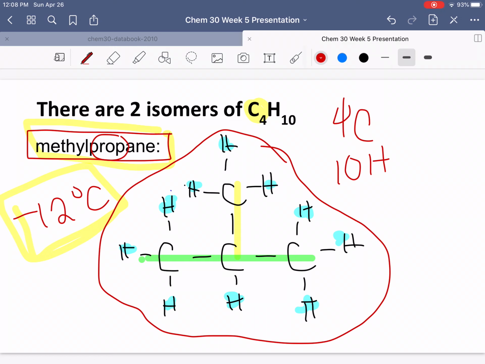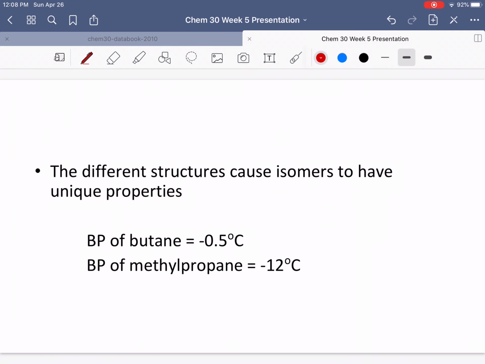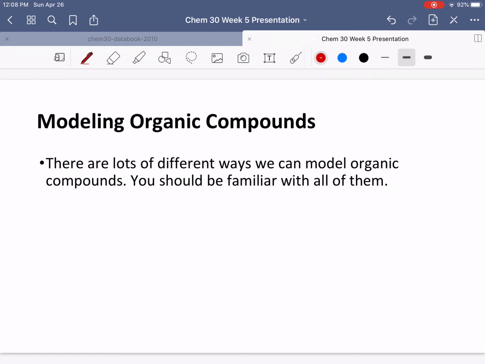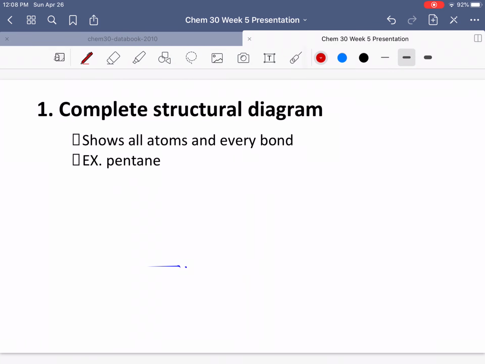Okay, let's keep going here, guys, and talk a little bit more about how we actually communicate drawing these molecules. When we model these, there are lots of different ways to do it, but we're going to focus on 3 different ones. The first is the same one that I just showed you for butane and methylpropane, the complete structural diagram. Pay attention, please, in questions to what you're being asked to do. If you draw the wrong type of diagram than what is being asked for, then you are not answering the question, and I will take off marks. You've got to answer what is asked of you.